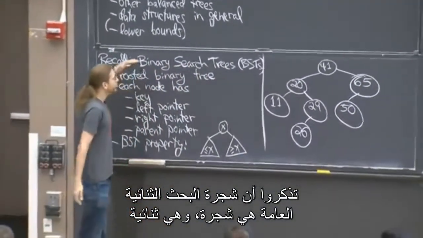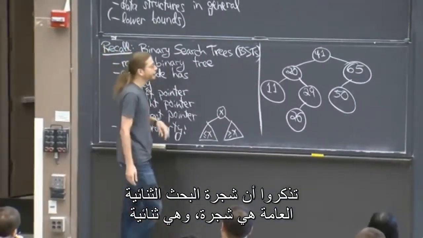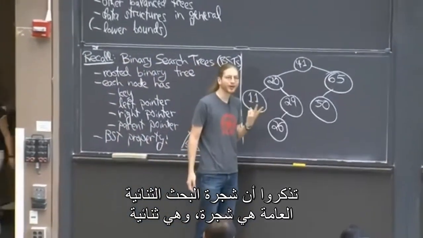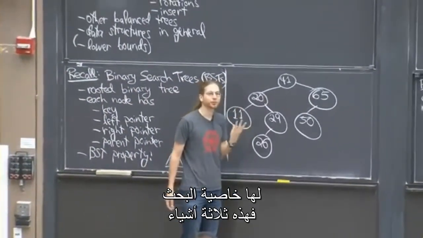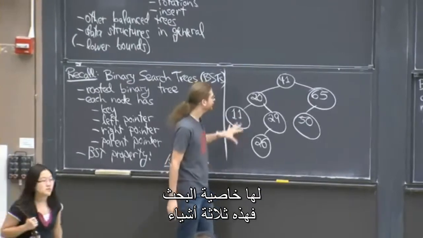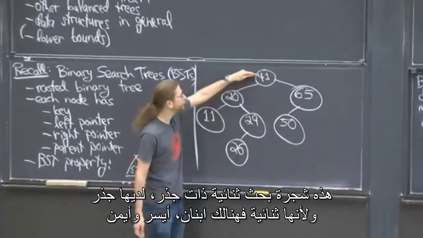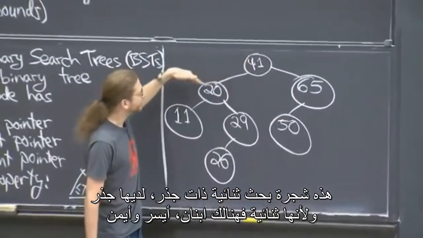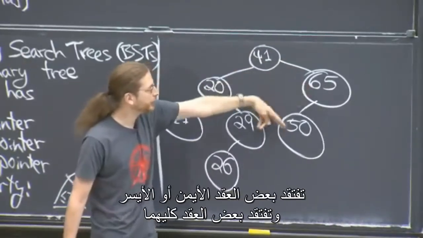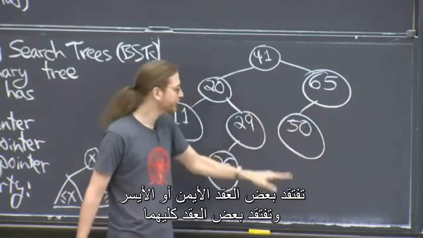Remember, in general, a binary search tree is a tree, it's binary, and it has a search property. So there's three things. This is a rooted binary tree. It has a root. It's binary, so there's a left child and a right child. Some nodes lack a right or left child. Some nodes lack both.